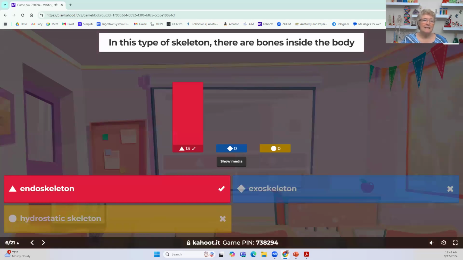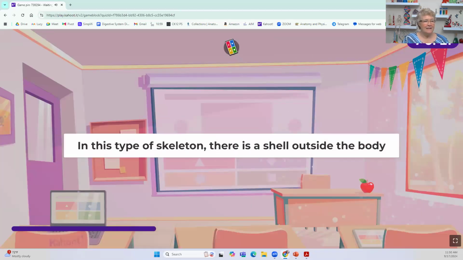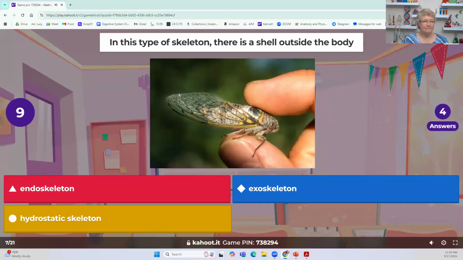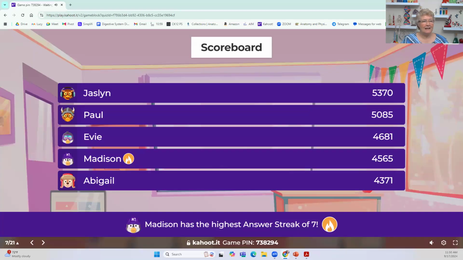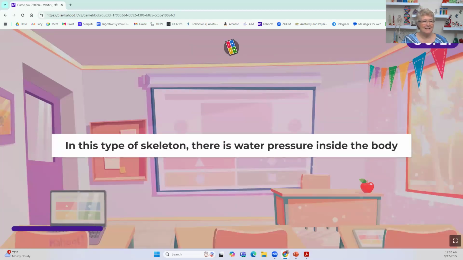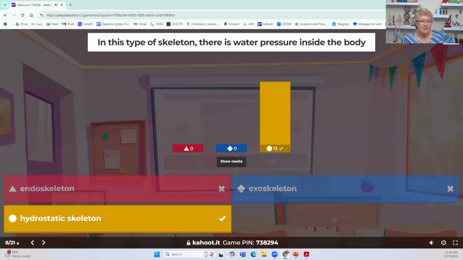Endoskeleton. Very good. Endo means in. So an endoskeleton is inside the body. Everybody got that one. In this type, there's a shell outside the body. That is an exoskeleton. You got it. All right. Guess what's next? In this type, there's water pressure in tubes inside the body. That is hydrostatic skeleton. All right, everybody's got that one.